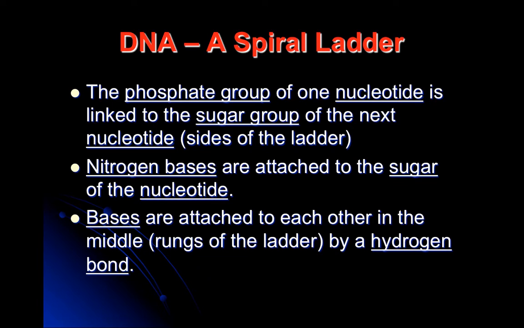DNA, a spiral ladder. The phosphate group of one nucleotide is linked to the sugar group of the next nucleotide. Those are the sides of the ladder, the part you would hang on to. Nitrogen bases are attached to the sugar of the nucleotide. Bases are attached to each other in the middle, the rungs of the ladder, by hydrogen bonds.